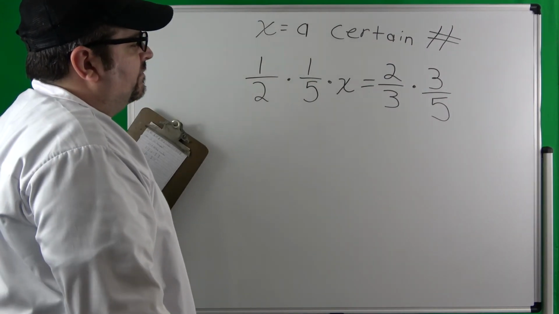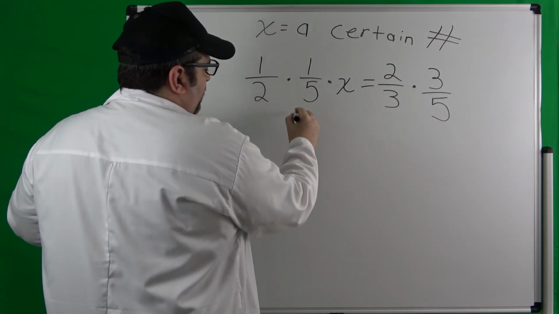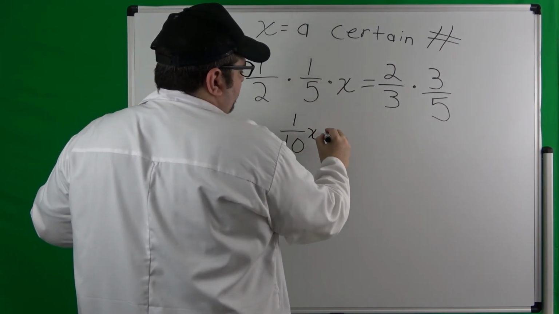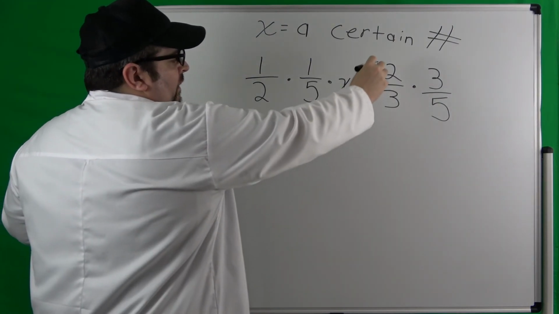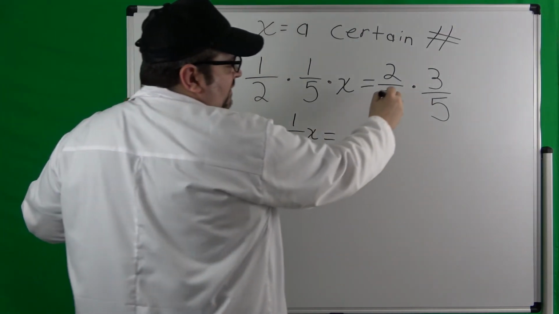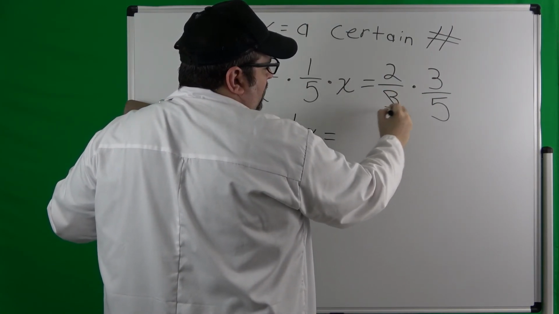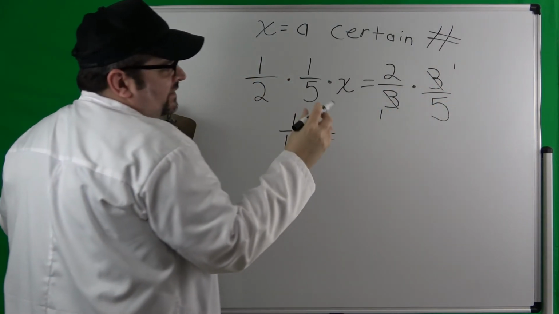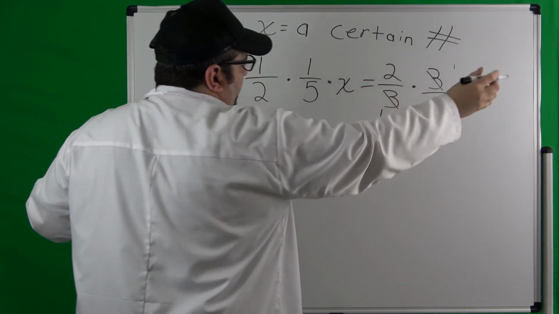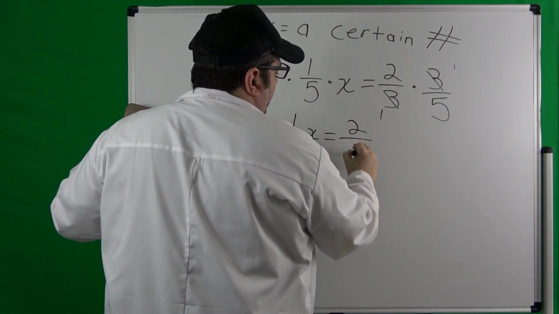Now, how do we solve this? All right, this shouldn't be too bad. 1/2 times 1/5 would be 1/10, right? 1/10 x equals 2/3 times 3/5. Well, first, let's do some cross canceling. Look diagonal, they have the same factors. That becomes 1, that becomes 1, because you divide each by 3. So we have 2 times 1 is 2, 1 times 5 is 5, equals 2/5.